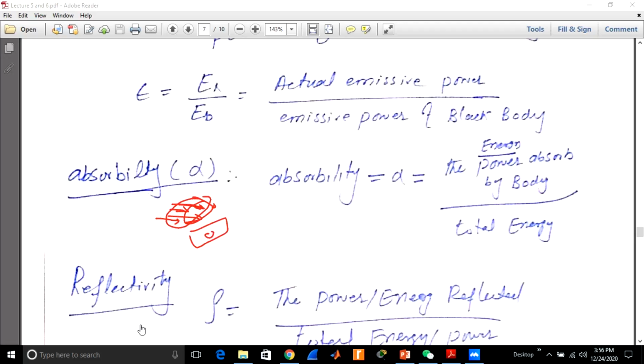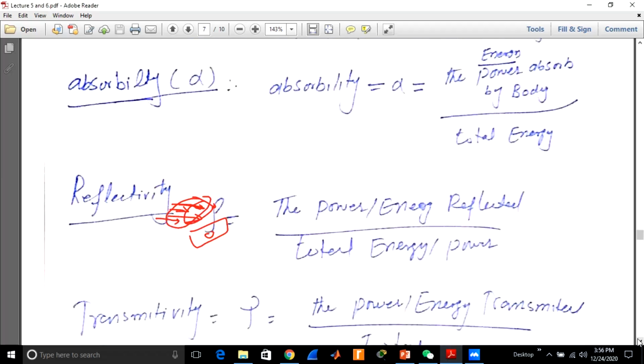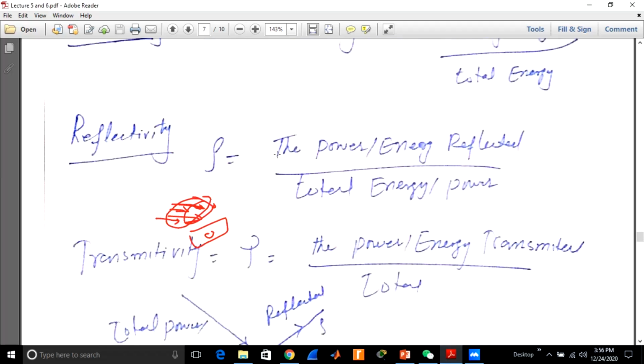And what is meant by reflectivity? The power reflected back relative to the total power. For example, power came here and some portion is reflected and some is absorbed. So the ratio of the reflected power to the total power is called reflectivity, and it is denoted by rho. This is called the reflection coefficient.